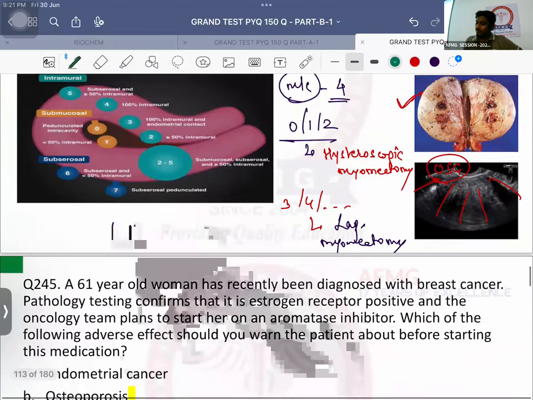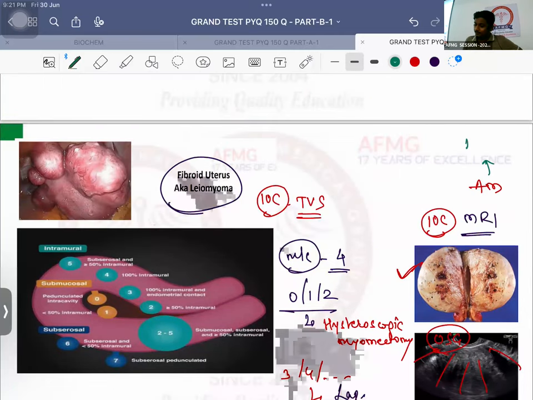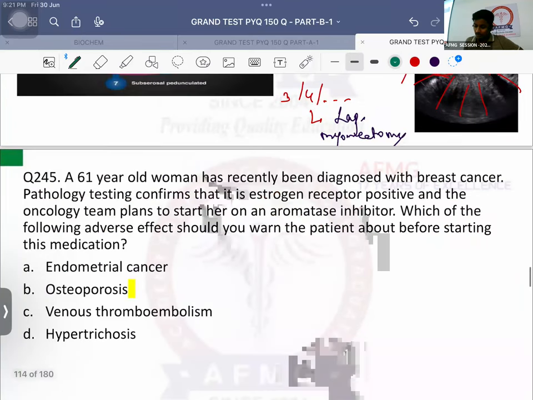And adenomyosis mein, the treatment is always and always hysterectomy. Yahan pe nahi bacha sakte ho tum is uterus ko.